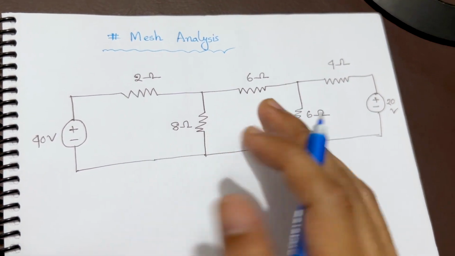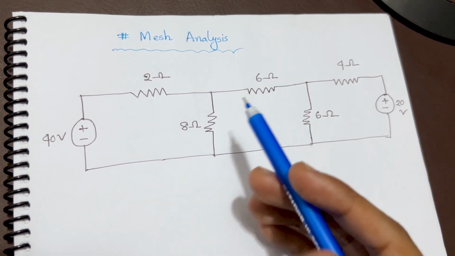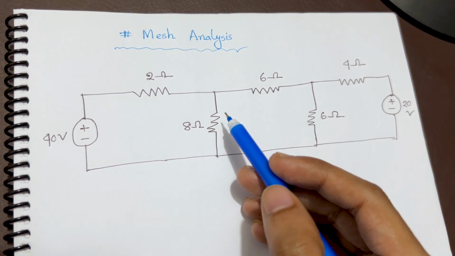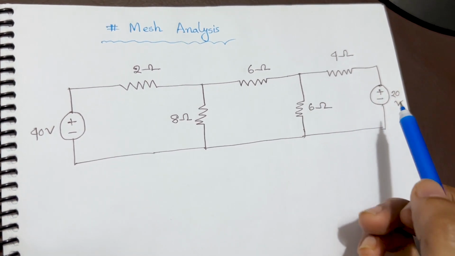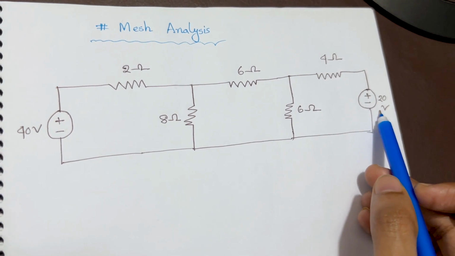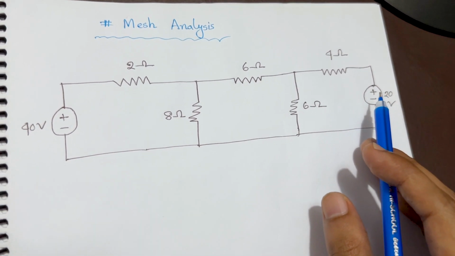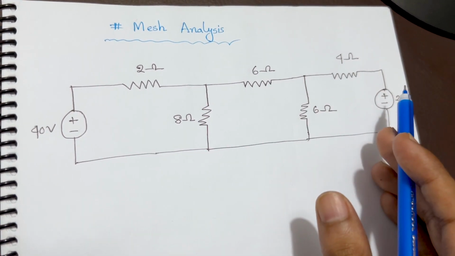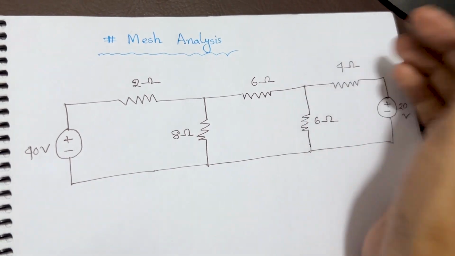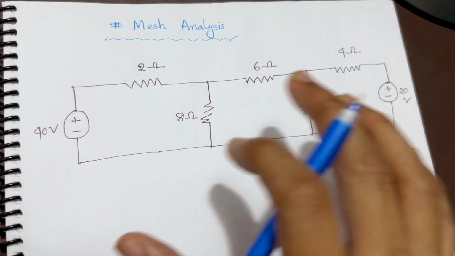The main thing is that you want to find the current I flowing through this 8 ohm resistor. It's not easy, because we can't find the equivalent resistor here since we have two voltage sources. If we could find the equivalent resistor, we could use the V equals IR format, and as you know, I equals V divided by R, so we could find it very easily. But we can't do this.